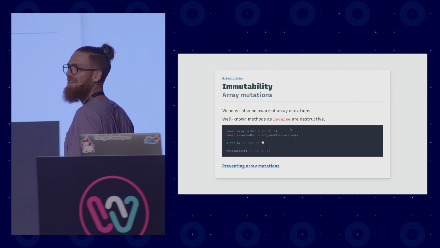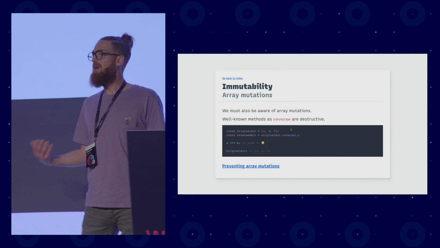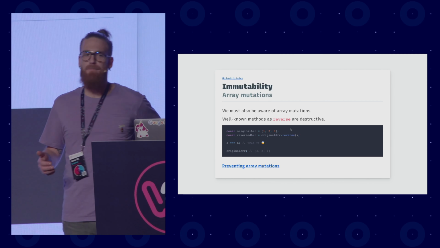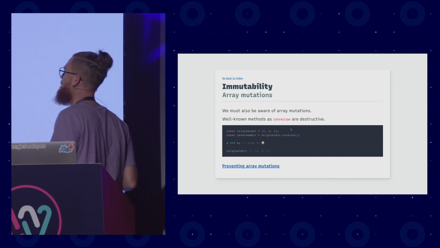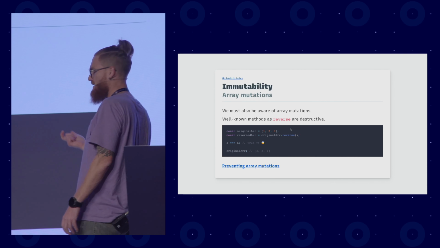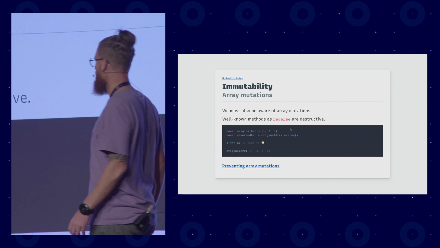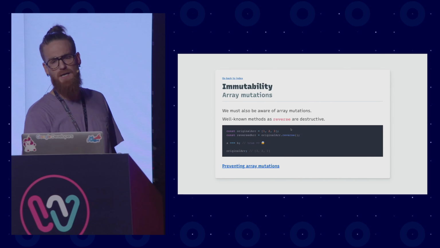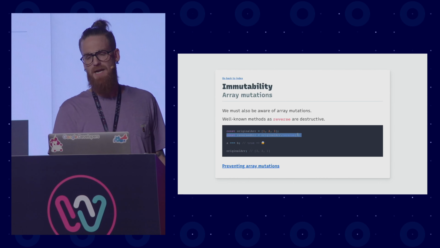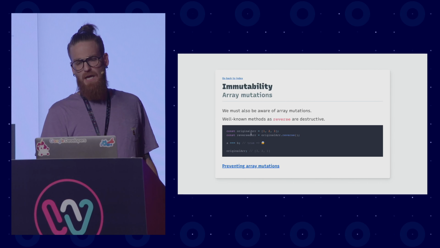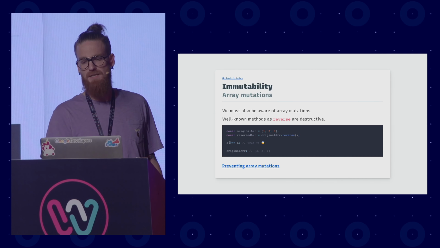For instance, everyone knows the reverse method. The reverse method is mutable, is destructive. So that means that when you run reverse, you are going to mutate the original array. So here I have declared a simple array of numbers. I run the reverse method, and I assign the result to a new constant.